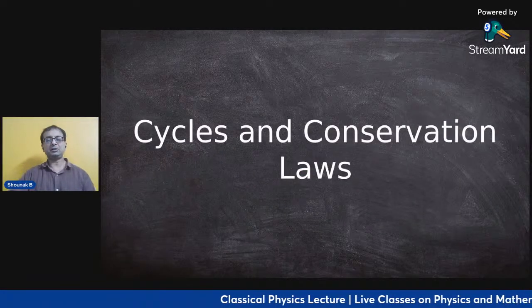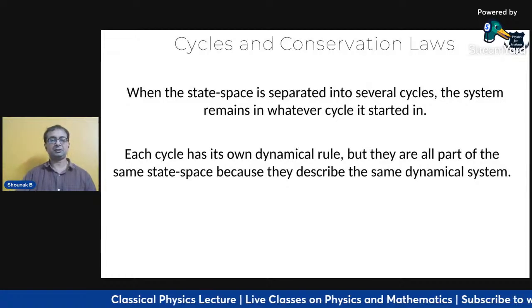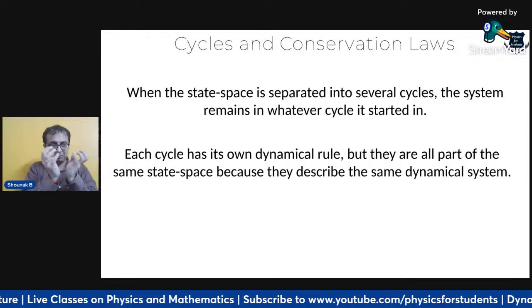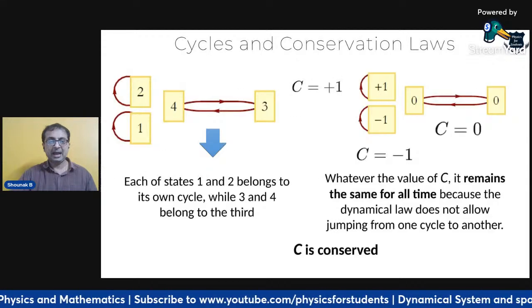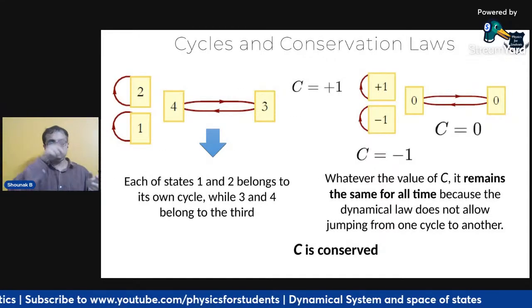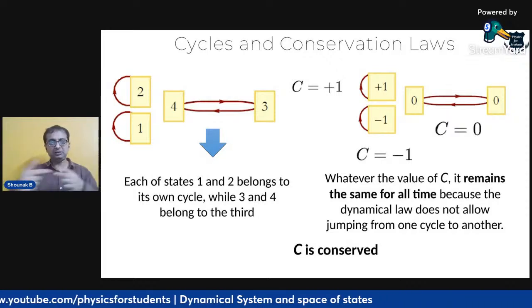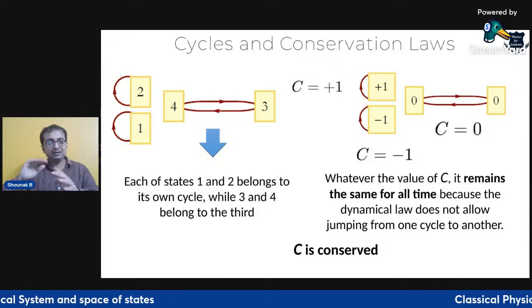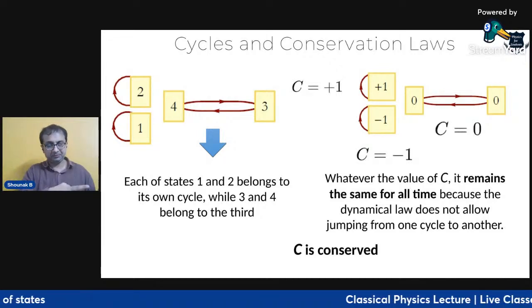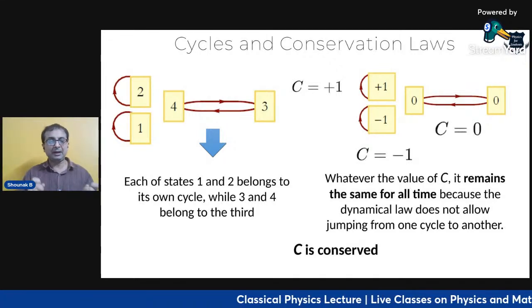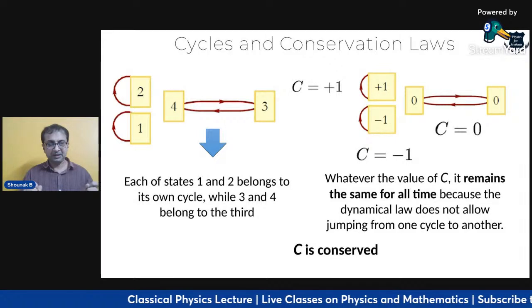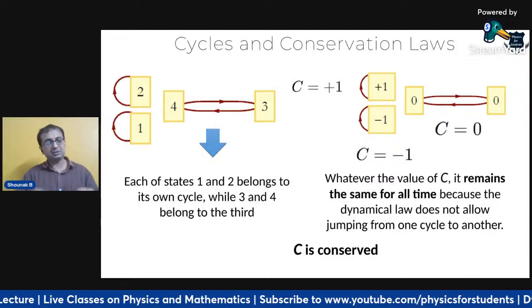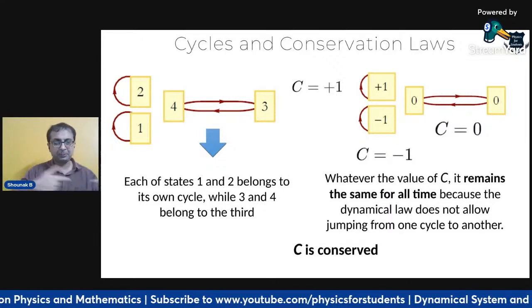We also learned the basic concept of conservation laws. That means when the state space is separated into several cycles, the system is contained and remains in that cycle. And this is what it shows. So 1 goes to 1, 2 goes to 2, 4 goes to 3, 3 goes to 4. Each of states 1 and 2 belongs to its own cycle, and similarly 3 and 4 belong to the third cycle. Now if I assign a value C for conservation, then I can assign C equals plus 1, it goes back to plus 1. C equals minus 1, it goes back to minus 1. And C equals 0 from here to here.